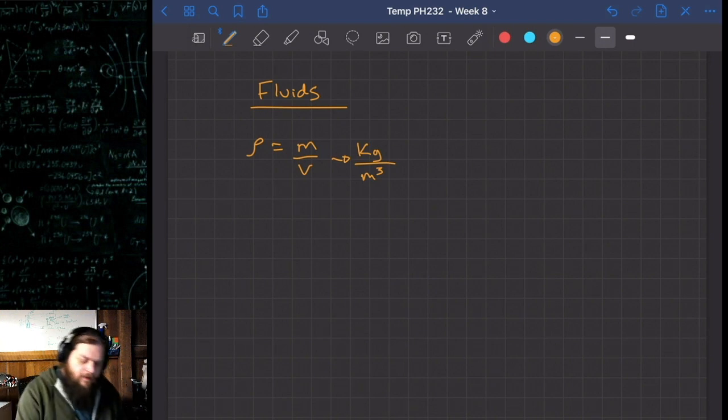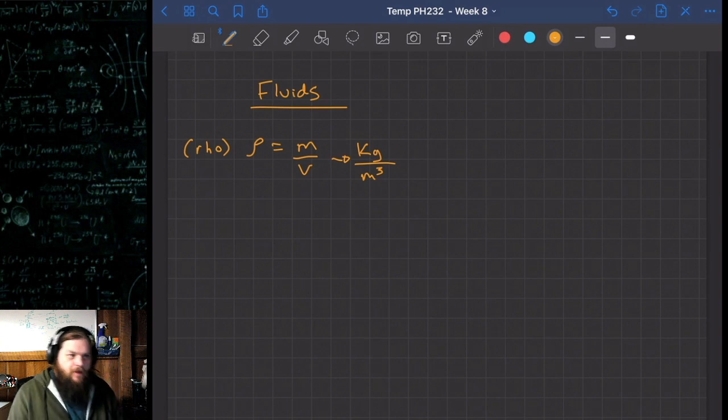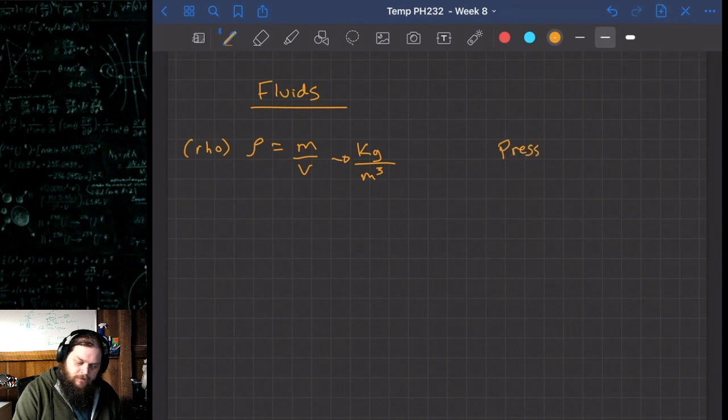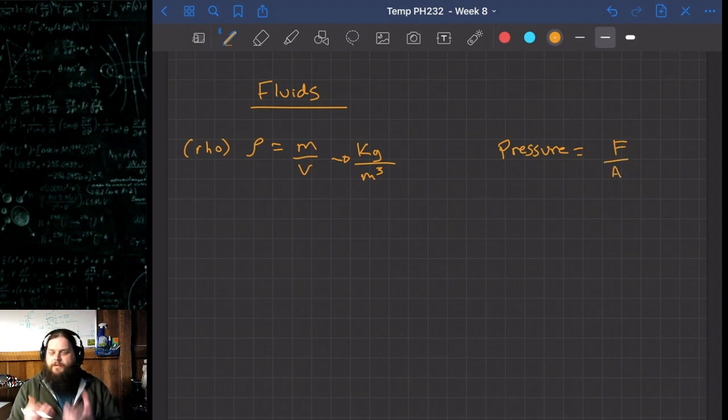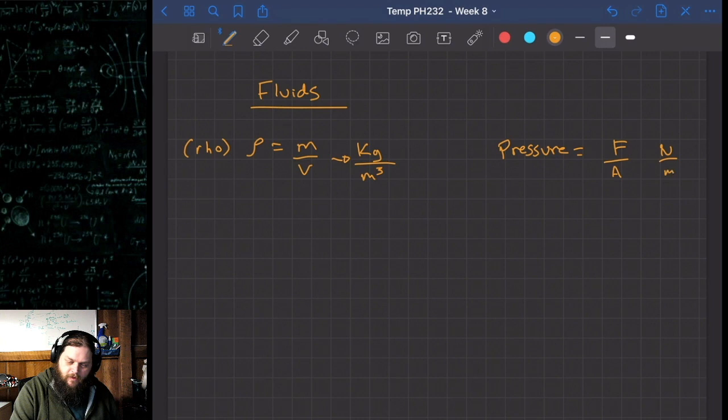And again, this is our value rho that we have there. We also talk about pressure a lot, and pressure is really equal to the force per area, or force per square meter is usually how it's looked at. Or newtons per meter squared is the units for that one.